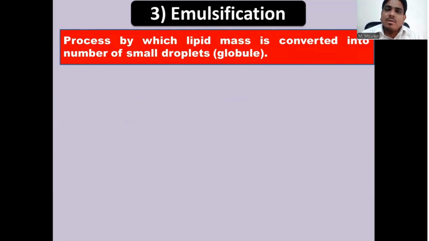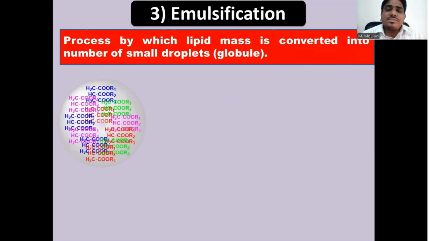The third reaction is the emulsification reaction. Emulsification is a process in which the lipid mass is converted into a number of small droplets, that is, globules, and after that it increases the surface area of the lipid, so it is easy for digestion. So this is a larger mass of the lipids in our stomach, and after emulsification it is broken down into smaller droplets or globules.